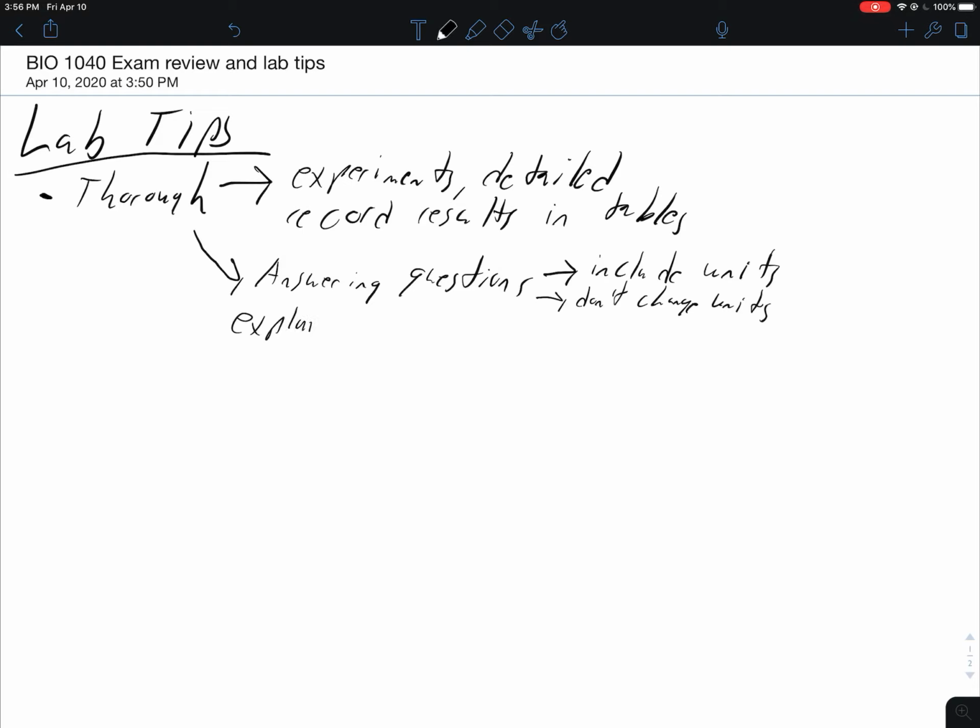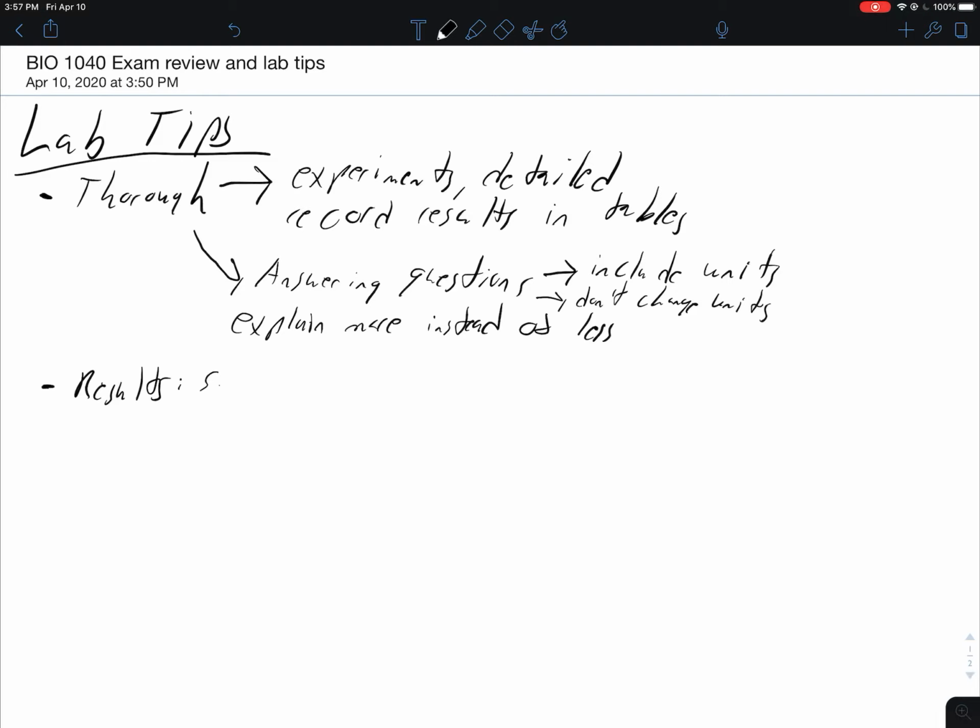Explain more instead of less. All right, so be more thorough in your explanation instead of just putting a short answer. Okay, you always want to just give more information, go into some of the physiology, go into some of the understanding.